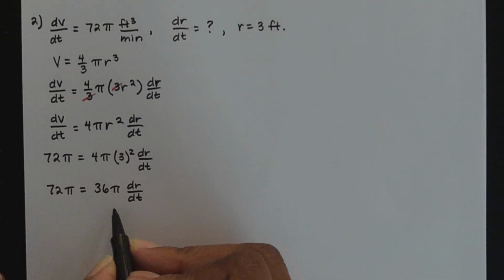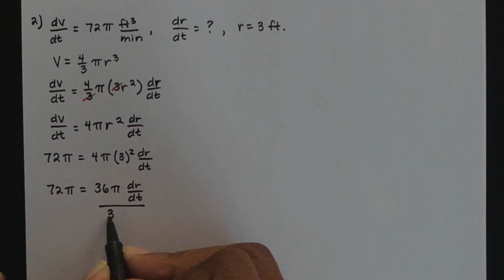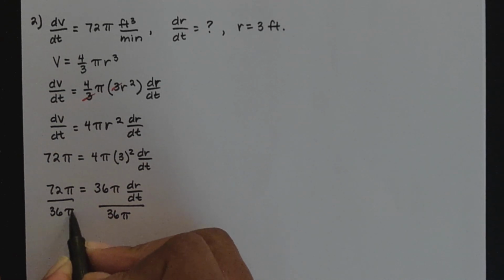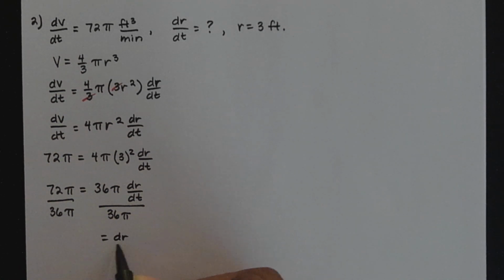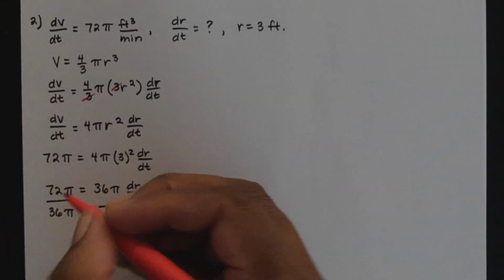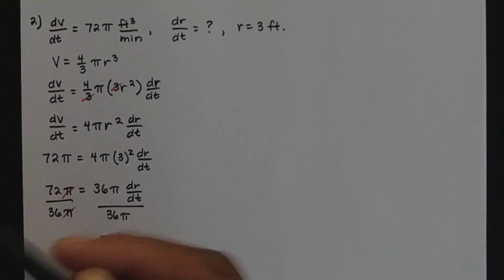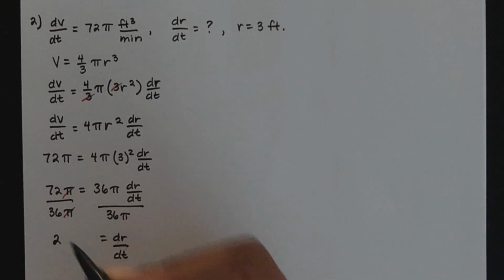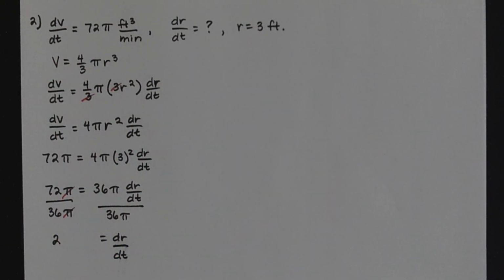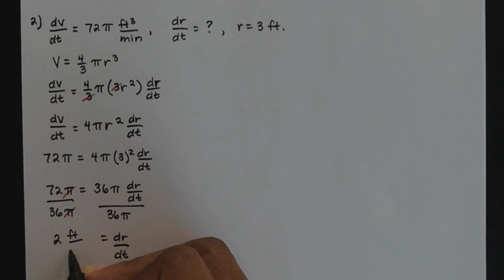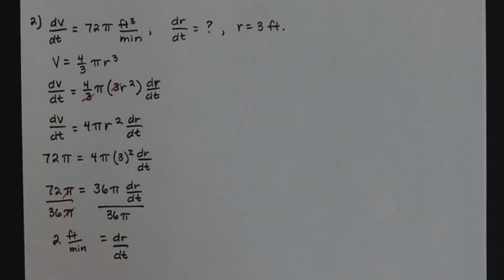And then next, to get dr dt by itself, we divide both sides by 36 pi. So that means dr dt, here the pi's divide out. 72 divided by 36 will be 2. And in this case, this is a rate. That means it's going to be in feet per minute. Because our units is in feet, the time is in minutes.